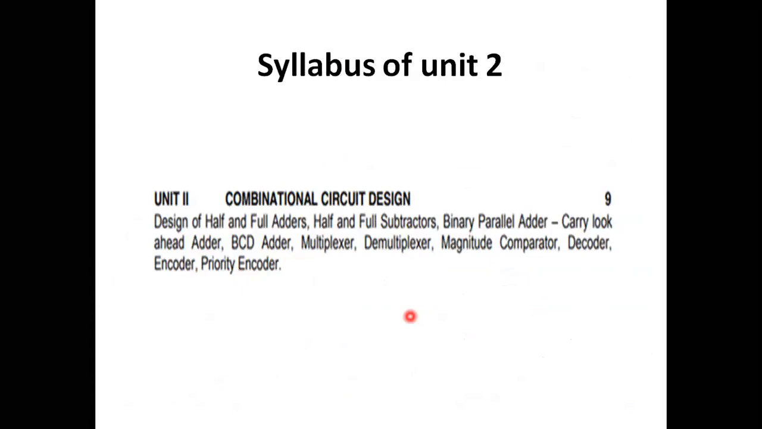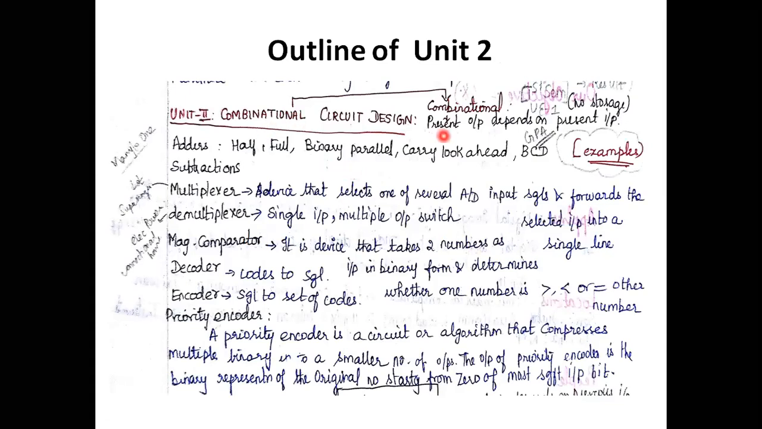Coming on to Unit 2, we are going to discuss combinational circuit design. As said earlier, when the present output depends only on the present input alone, it is called combinational. Here we will discuss adders, subtractors, multiplexer, demultiplexer, comparator, encoders, and decoders. Under adders and subtractors, we have the half adder and full adder. When you want to add 2-bit numbers, it is called a half adder. When you want to add 3-bit numbers, it is called a full adder.